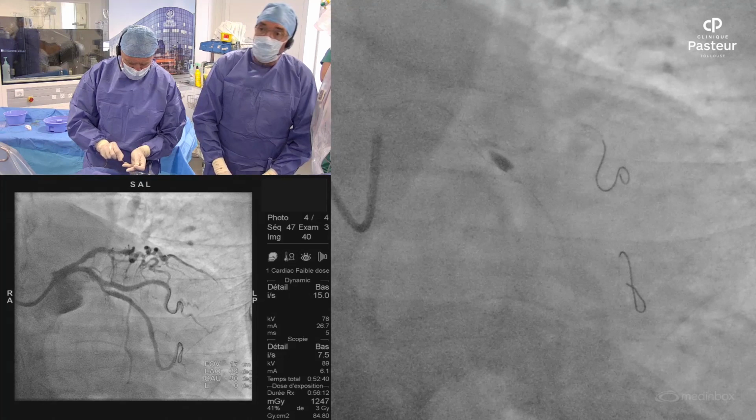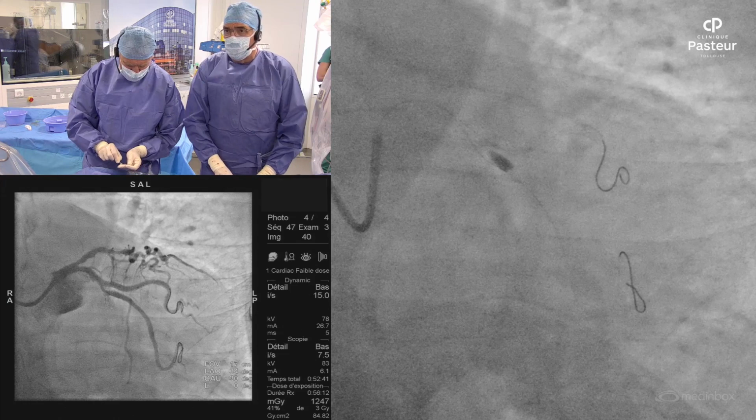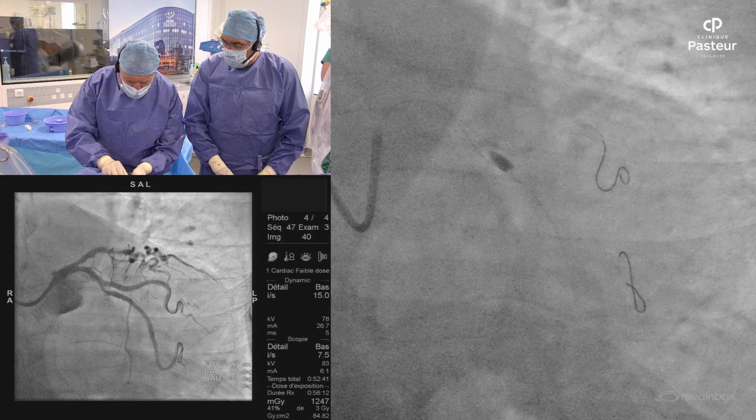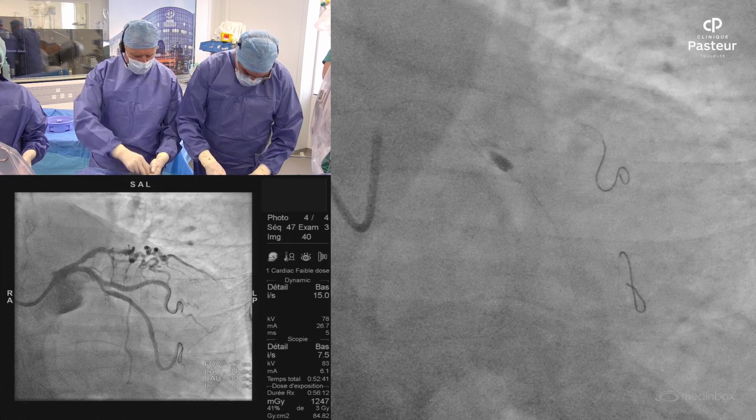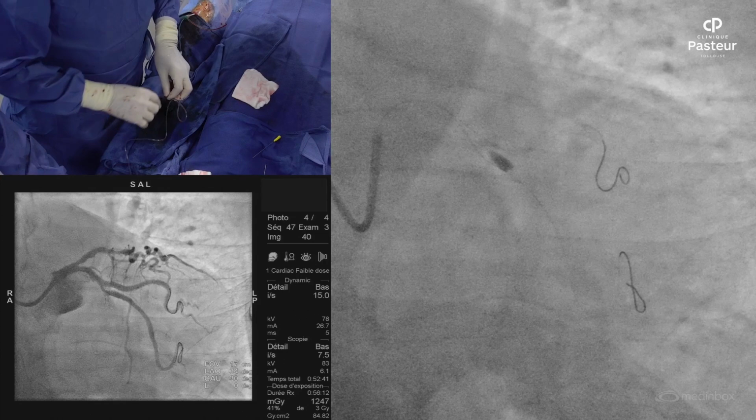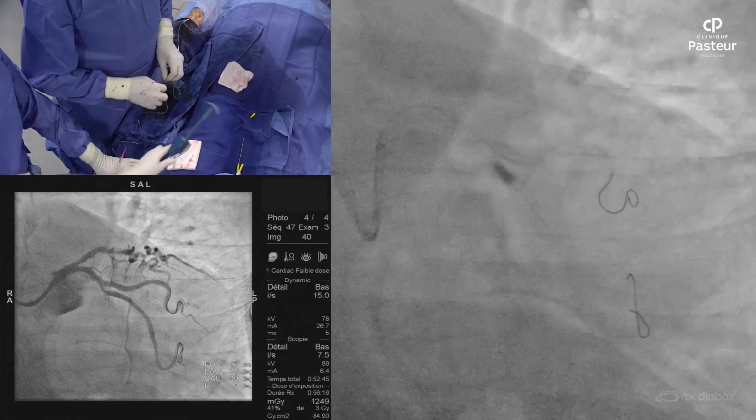Okay, we will try to do this. Anchoring with a 2.5 in OM1. Yeah. And then advance on the side the 2.5 stent in OM2. Ready? Negative. So difficult.